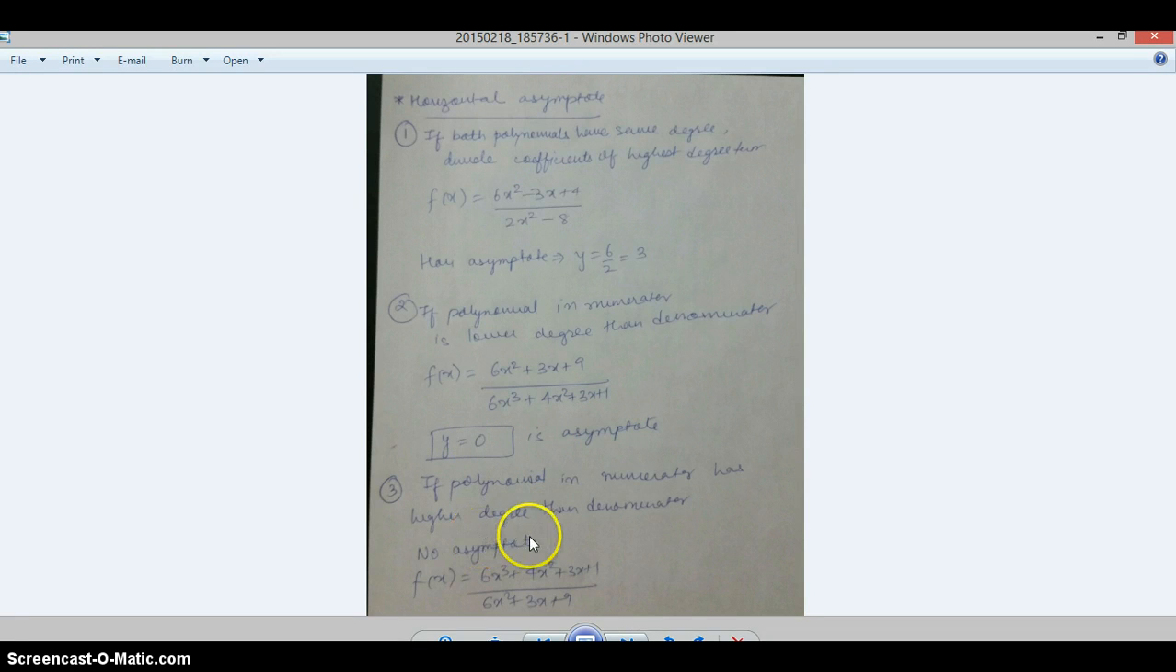Then the third case is if the polynomial in the numerator has a higher degree than the denominator. In the numerator the degree is 3, in the denominator the degree is 2, then there would be no horizontal asymptote. So if the degrees are the same, divide the coefficient of the numerator by the denominator. If the degree of the numerator is less than the degree of the denominator, y equal to 0 is the asymptote. If the degree of the numerator is more than the degree of the denominator, there is no horizontal asymptote.